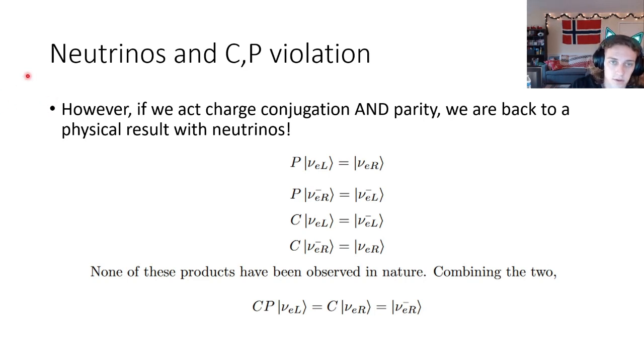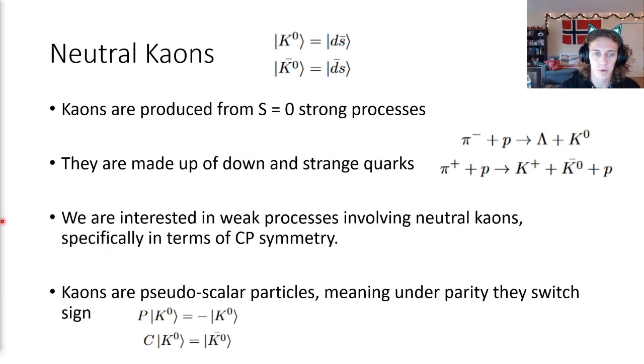And also, neutrinos are only produced in weak interactions. So this kind of indicates that CP, charge conjugation and parity together, might be a good symmetry for the weak interaction. Okay, we are going to do a quick aside and talk about neutral kaons. Now, this will tie back into what we just talked about with quark mixing and the weak interaction, but first let's introduce these.